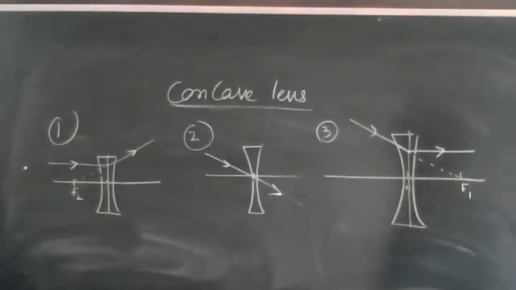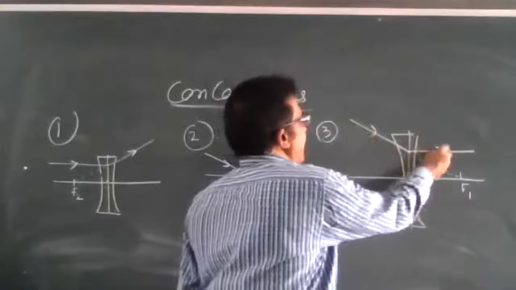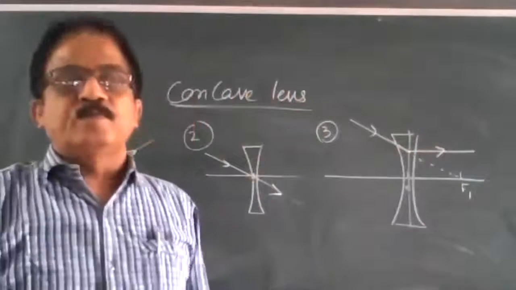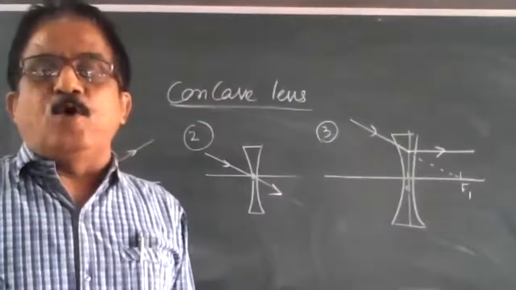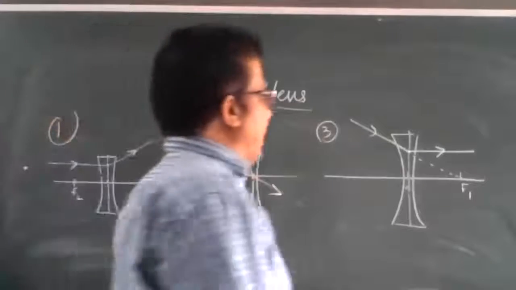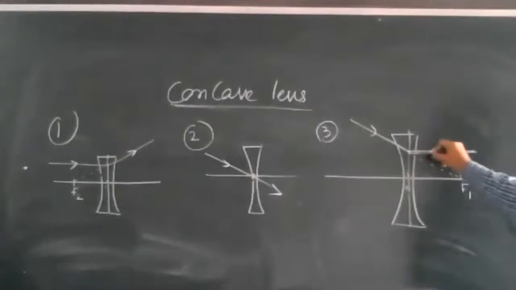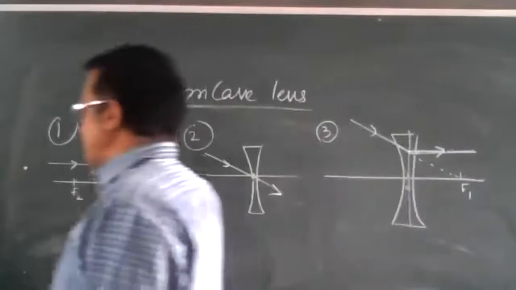So in this figure number third, a ray of light appearing to meet at the principal focus of a concave lens, after refraction, emerges parallel to the principal axis. ऐसा लग रहा है कि ये फोकस से आ रही है तो आफ्टर रिफ्लेक्शन it will emerge parallel to the principal axis. These three rules are important for concave lens.